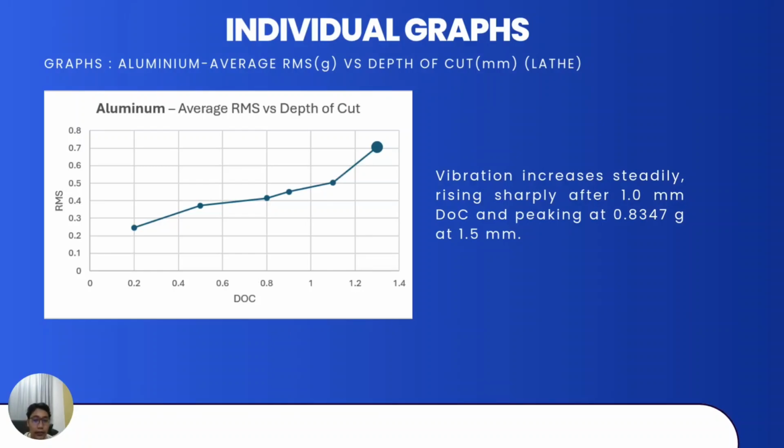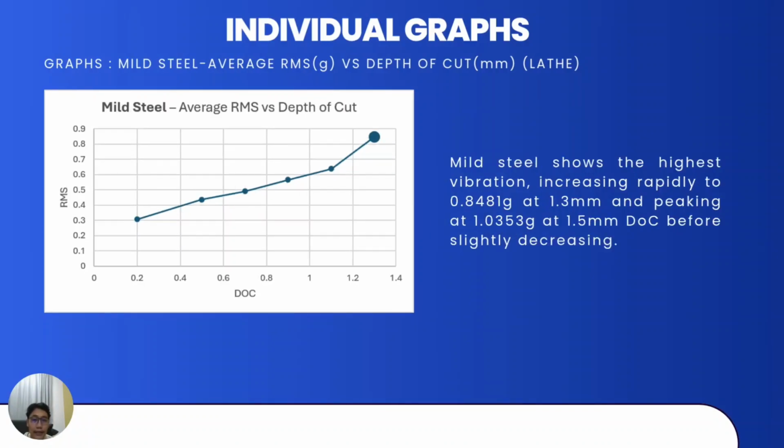It is 0.8347 g at 1.5 mm. And the mild steel displays the highest baseline vibration overall. It increased rapidly due to immense cutting force, crossing the chatter threshold early, hitting 0.84 g at 1.3 mm depth of cut.